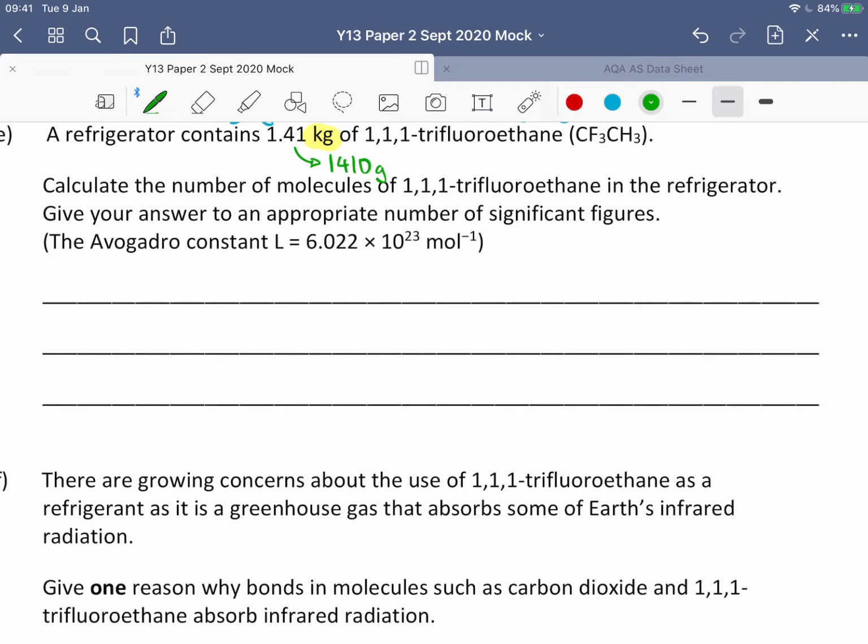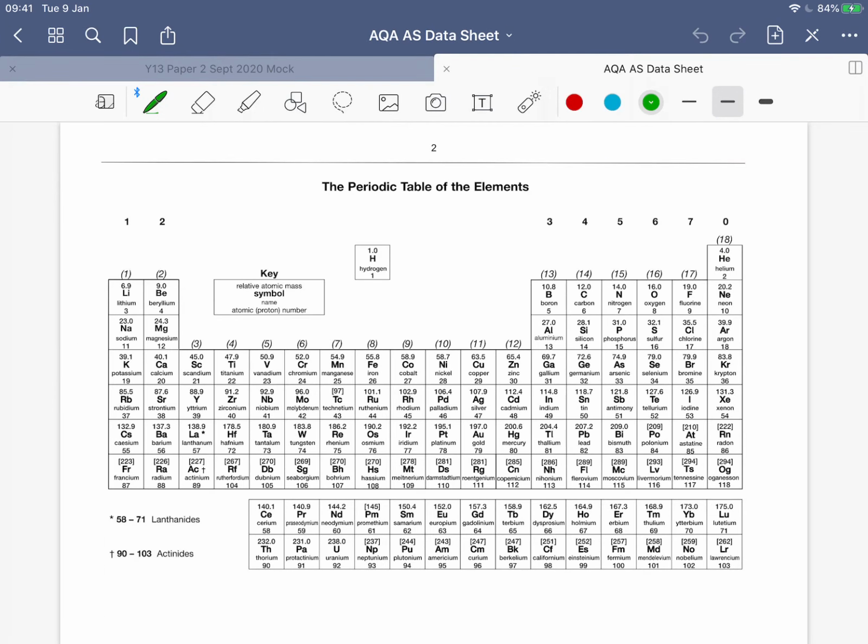The other thing we should do is, we've got Avogadro's constant, so that's per mole, so we're going to work out moles. We've got a mass, so we should also work out an Mr. So we have 2 carbons, and we have 3 fluorines, and we have 3 hydrogens, and that equals 84.0. But of course, you might have to look each of those values up on your periodic table.